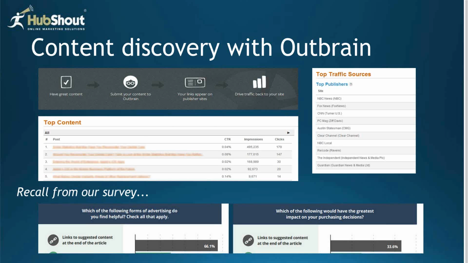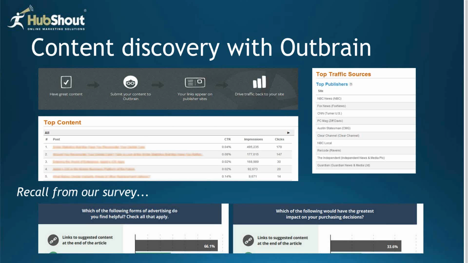a related story. So on the right-hand side, we have some examples of the types of publications where your stories would show up. We were getting stories on NBC News, Fox News, CNN, PC Mag, the Austin Statesman. These are big brand publications where you're able to get your content promoted. And again, it's just another way of diversifying your marketing, so you're not too dependent on Google AdWords. If that's all you're doing, here's another channel for you to go after.